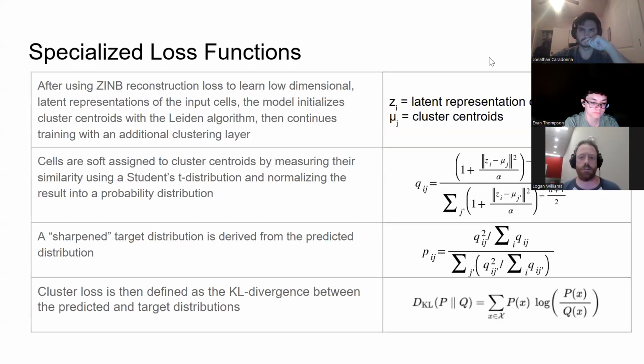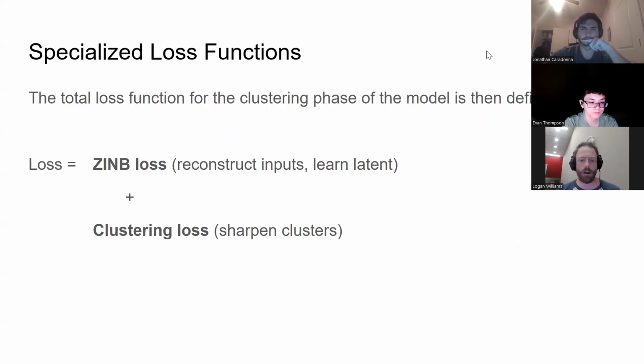Next. The clustering loss function is just a KL divergence between the predicted cluster distribution and a target distribution, which is derived from the predicted one. This is essentially sharpening the clusters, making them more well defined. Next. Altogether, the loss for the whole network is a combination of the ZINB loss and the clustering loss.